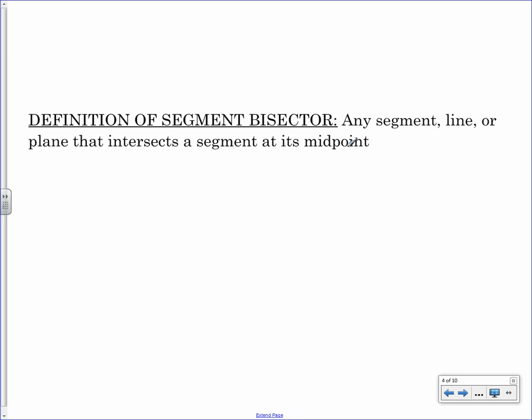Definition of segment bisector. When you hear bi, what do you think? 2. So segment bisector cuts something into 2 congruent pieces, okay? So any segment, line, or plane that intersects a segment at its midpoint. That's the same thing I just said, but in a different way, right? So if it goes through its midpoint, it must cut it into 2 congruent pieces. That's the same thing. Does that make sense to you guys? And then you have a picture there to look at, okay?